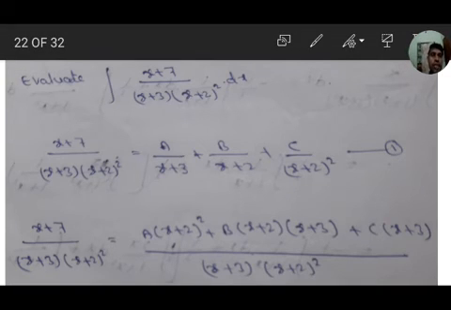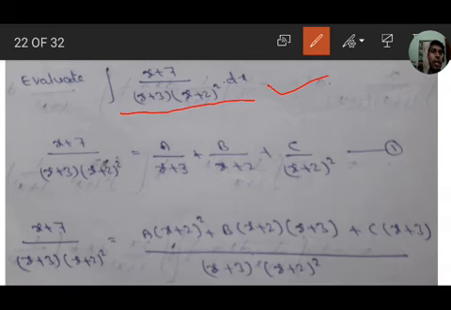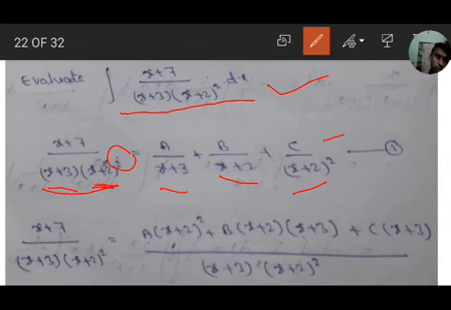Evaluate the integration of (x+7)/((x+3)(x+2)²) dx. So we have the rational fraction (x+7)/((x+3)(x+2)²). Here the first one is a linear factor, the second one is also a linear factor, but it is repeating, whole square, 2 times. So it is in the third case: A/(x+3) + B/(x+2) + C/(x+2)².